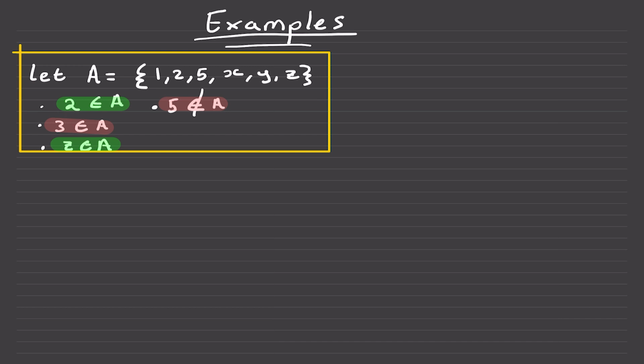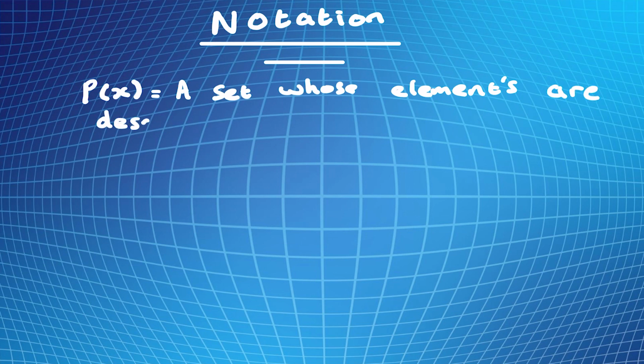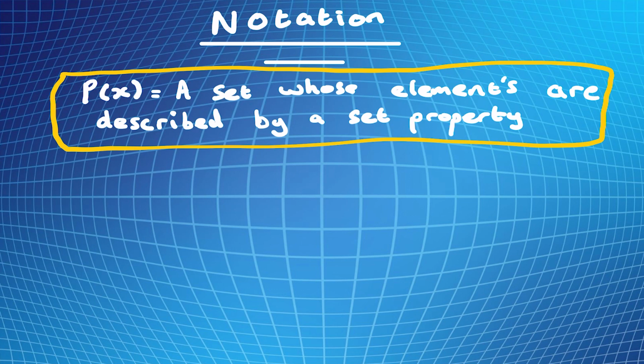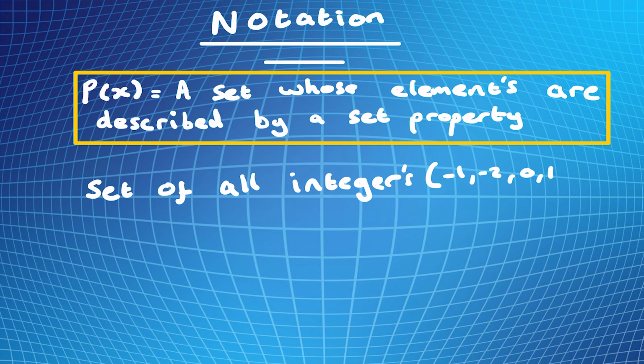Now let's look more into notations. If I define P of X as a set whose elements are defined by a specific property, then we can define a set another way as well. For example, imagine I wanted to make a set of all integers. You could write them down in a list, like normal, which would take ages, and maybe you would die before completing such a list, because it's infinite.